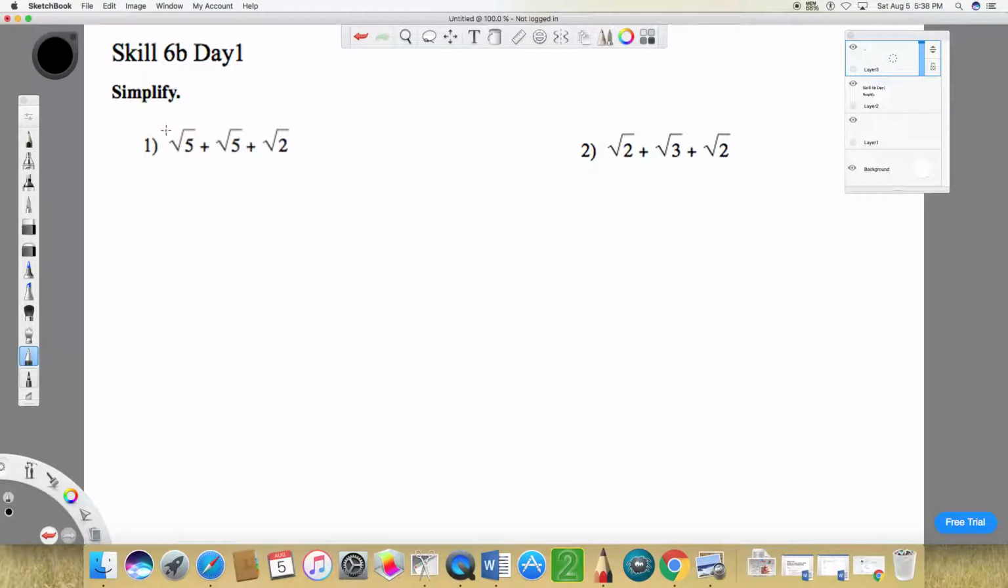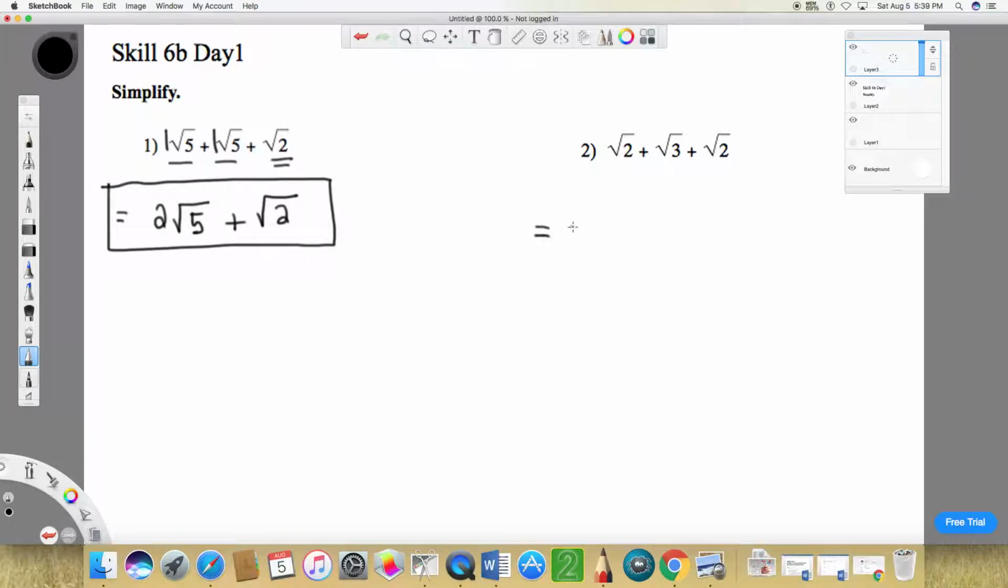We can put a coefficient of 1 here and a coefficient of 1 there, and we can say, well, these two terms are like terms, but this one's different. We have 1 radical 5 plus 1 more radical 5 for 2 radical 5s, but unlike multiplication, I can't combine a radical 5 plus a radical 2. So that's my final answer.